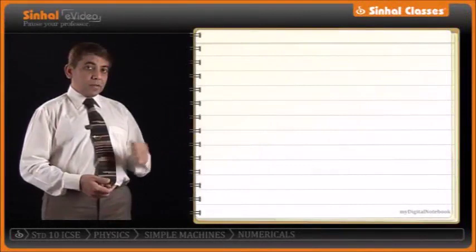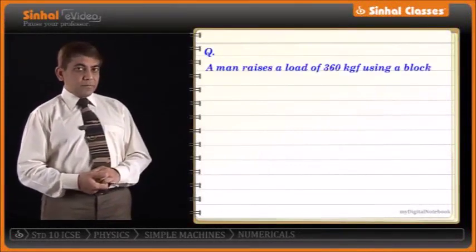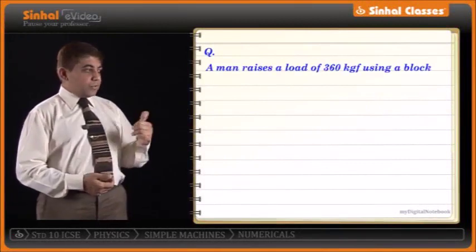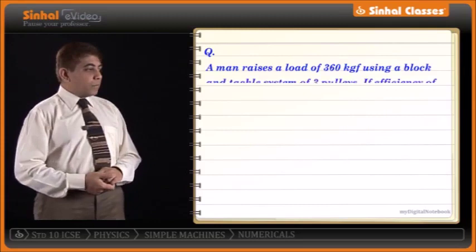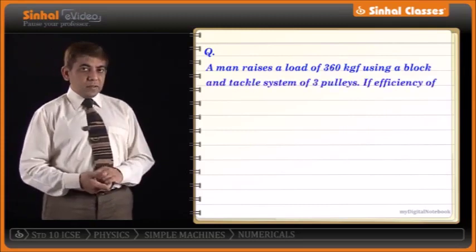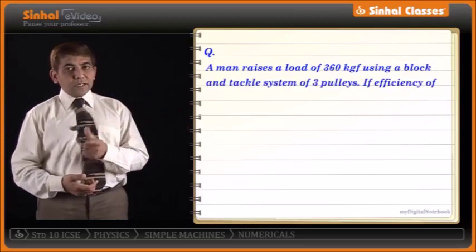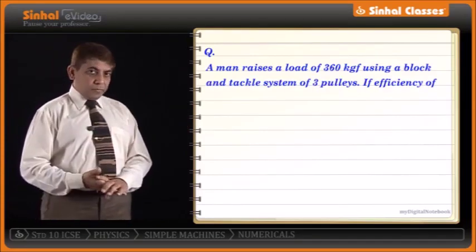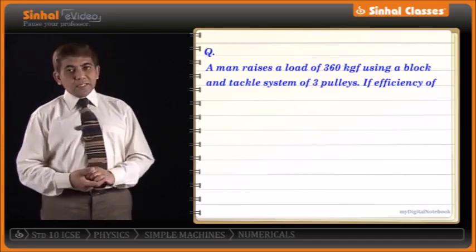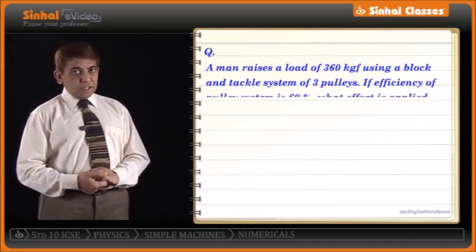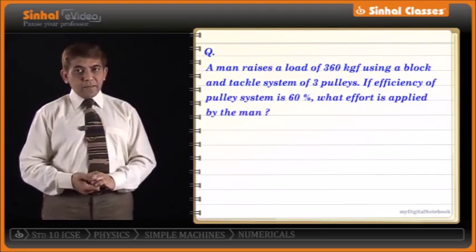How about the next one? A man raises a load of 360 kgf using a block and tackle system in which there are 3 pulleys. The moment we see 3 pulleys, what do we conclude? Velocity ratio of such a system is equal to number of pulleys, equal to 3. If the efficiency of the system is 60%, what effort is applied by the man?